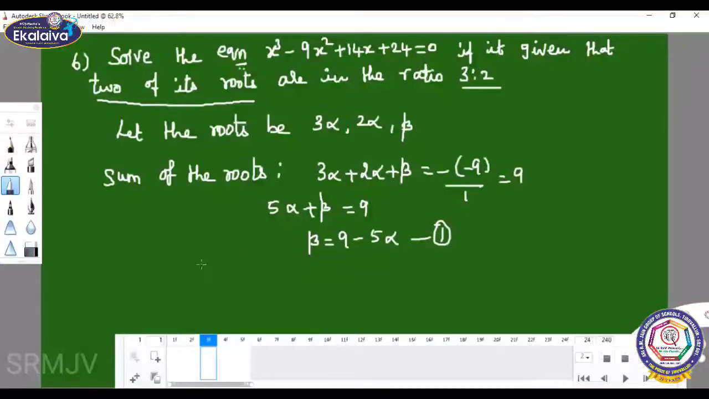See the next one, product of 2 roots. First you can take the product of 2 roots. What is the meaning of this product of 2 roots?